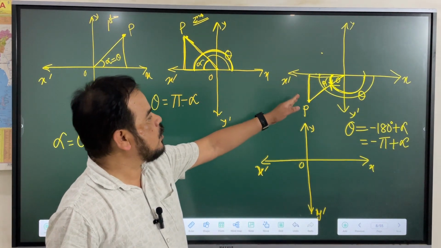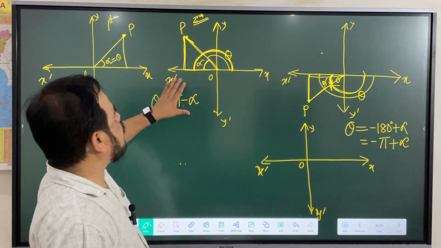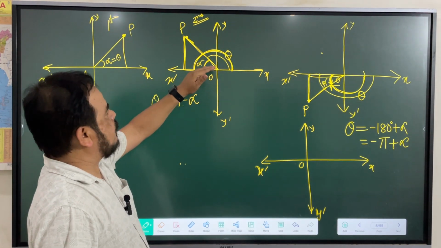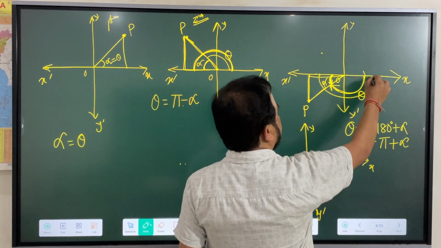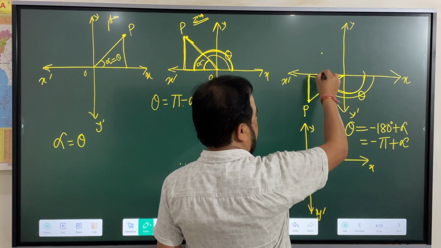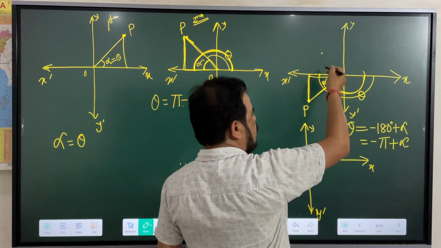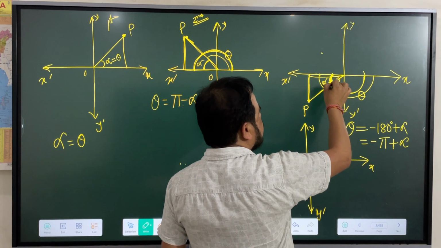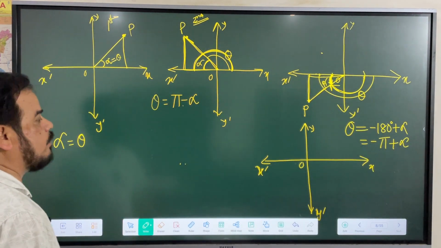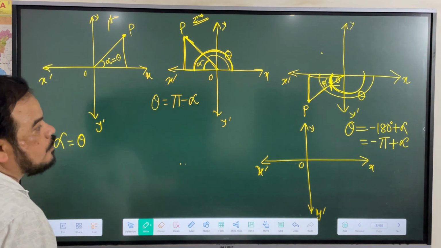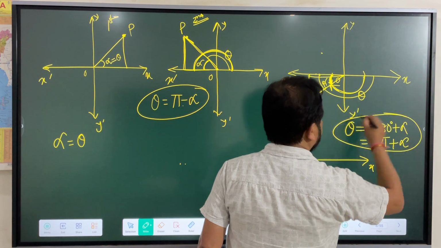So for the third quadrant and second quadrant, you have to learn properly. In second quadrant, pi minus alpha. In third quadrant, minus pi. Total is pi, 180 degree, but movement is clockwise, so minus pi. This one is plus alpha, so written plus alpha. Minus pi plus alpha. So this one and this one very importantly you have to learn.